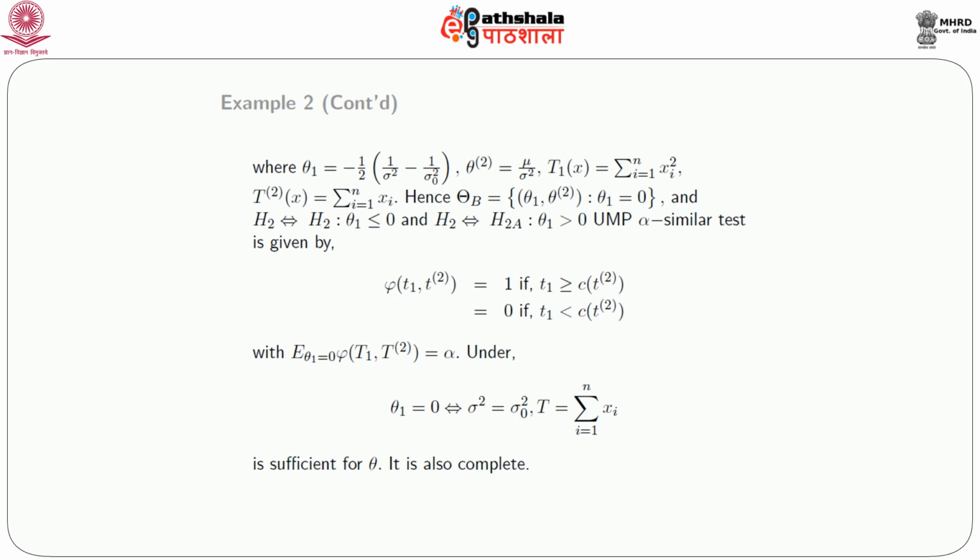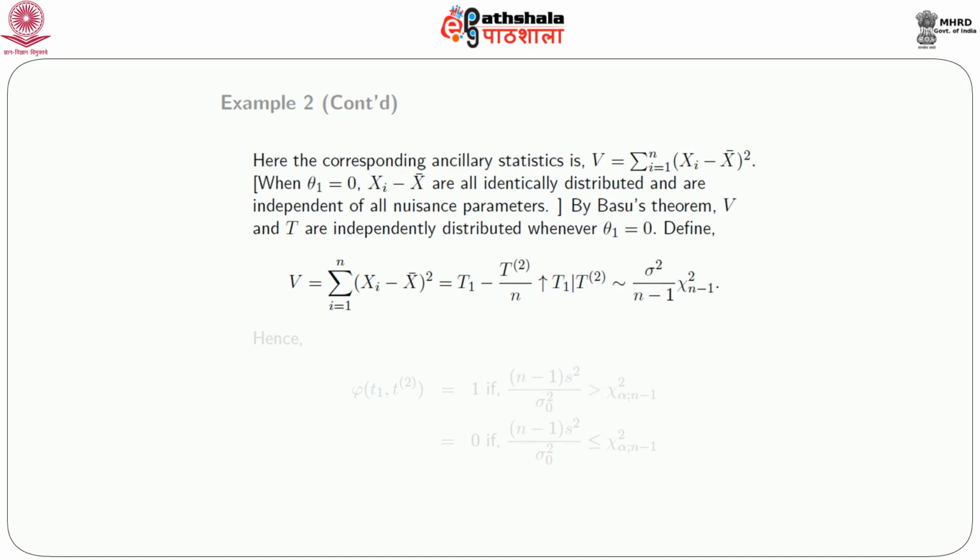T equal to summation xi is sufficient for theta, and it is also complete. Here the corresponding ancillary statistic is V equal to summation (xi minus x bar) square. When theta 1 equal to 0, the xi minus x bar are all identically distributed and are independent of all nuisance parameters. By Basu's theorem, V and T are independently distributed whenever theta 1 equal to 0.